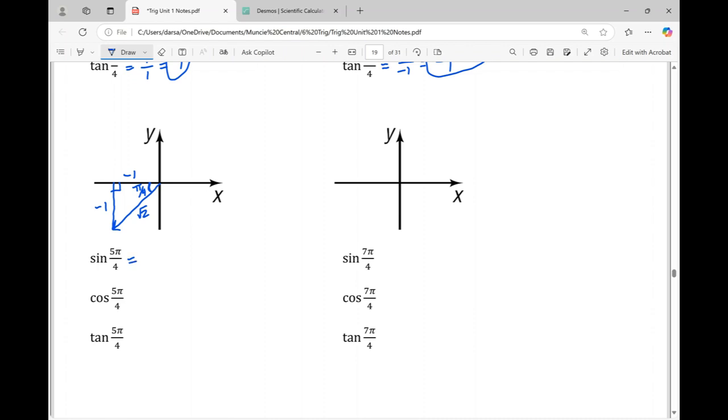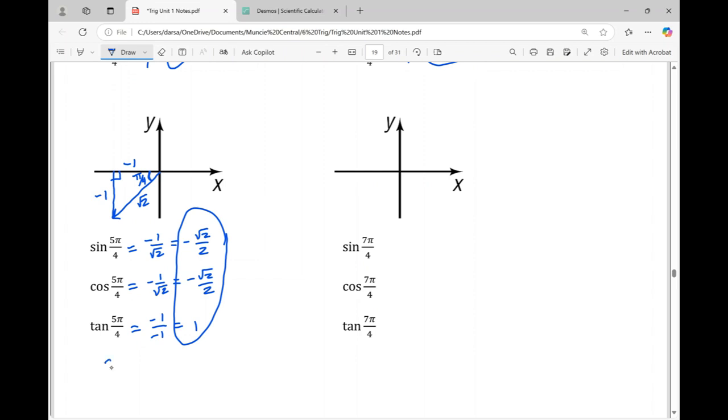Now, when we do our SOHCAHTOA, sine is going to be -1 over the square root of 2 or negative square root of 2 over 2. Cosine will be -1 over the square root of 2 or negative square root of 2 over 2. And tangent is going to be -1 over -1 or a +1. So we can see here in the third quadrant that sine and cosine are negative and tangent is the positive one.